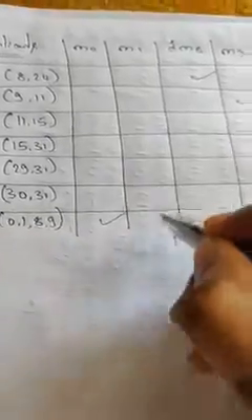Okay, next 29 comma 31. Where is 29? Okay, here it is, 29 comma 31. Next 30 comma 31. Next 0 1 8 9.